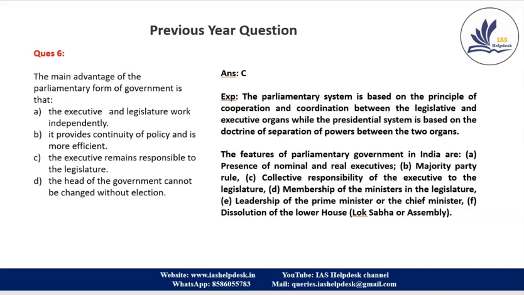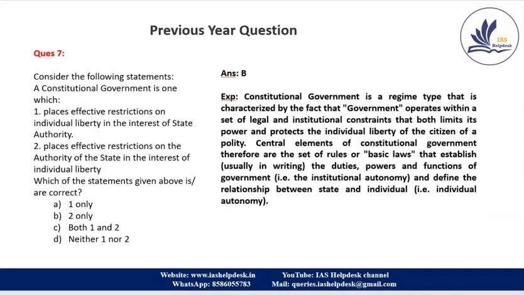Yes, here we can hold on where दोनों अगर interdependent है एक दूसरे पर, तो legislature और executive दोनों एक दूसरे के लिए responsible है. Then we have option, the head of the government cannot be changed without election. ये गलत है. So option C is our correct answer. Next we have, consider the following statements. A constitutional government is one which places effective restriction on individual liberty in the interest of state. Okay. Next we have, places effective restriction on the authority of the state in the interest of individual liberty.